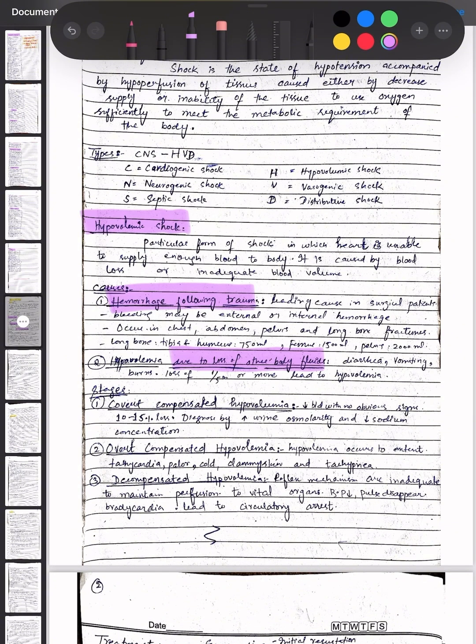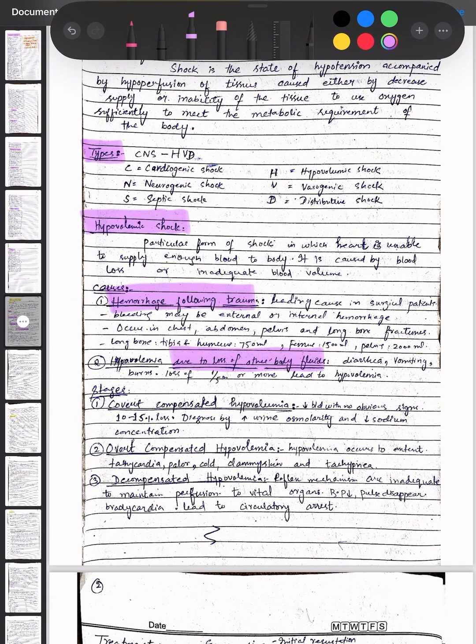Okay, so there are the 3 basic causes of shock. Hypovolemic shock. There are 2 main causes of the hypovolemic shock, that is hemorrhage following trauma and due to loss of other body fluids. And there are the 6 main types in which the hypovolemic shock is the most common.